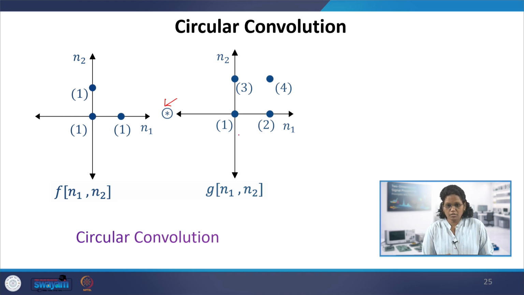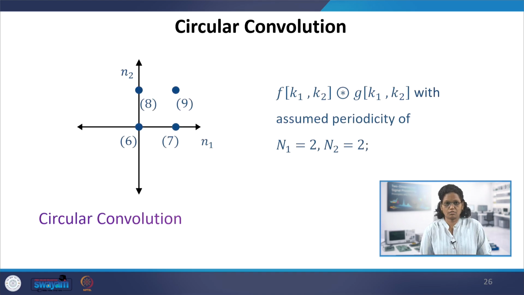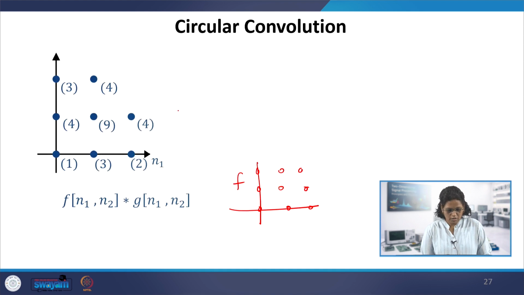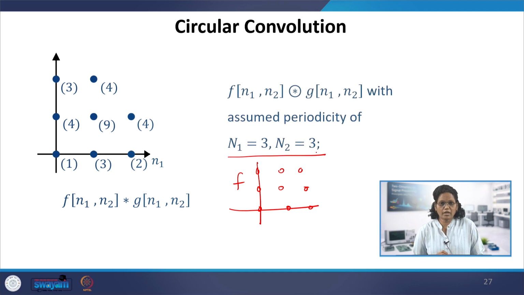So make n1 equal to 3 and n2 equal to 3, and then convolve it as a circular convolution. If you do the circular convolution, then the result would be equivalent to the linear convolution result. So with the assumed periodicity n1 equal to 3 and n2 equal to 3 at least, the circular convolution result would be equivalent to the linear convolution.